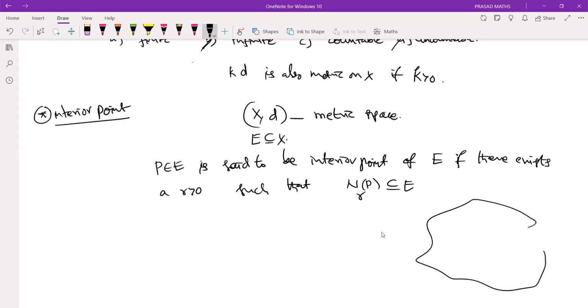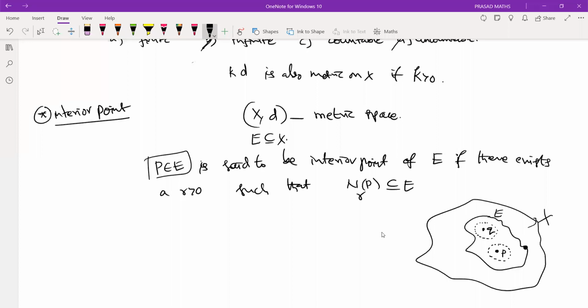This is my metric space, and this is a subset of X. In order to check that a point is an interior point of E, that point should be a point of E. Then you need to provide some neighborhood which is contained in E. Suppose you take a point Q. Can you provide a neighborhood which is inside? This is my neighborhood around Q, which is inside E. Therefore, it's an interior point.